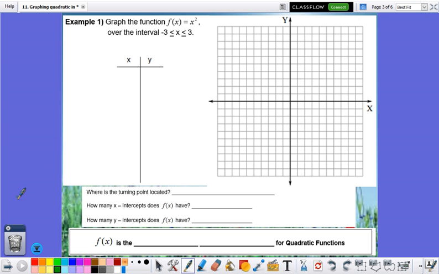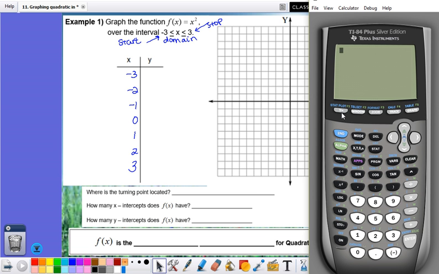So let's get started. For problem 1, we are asked to graph the function f of x is equal to x squared over the interval from -3 to +3. So this is my domain. This is my list of x values. It tells me where to start my x values in my table, and it tells me where to stop. So I'm going to use these values here for my input: -3, -2, -1, 0, 1, 2, 3.